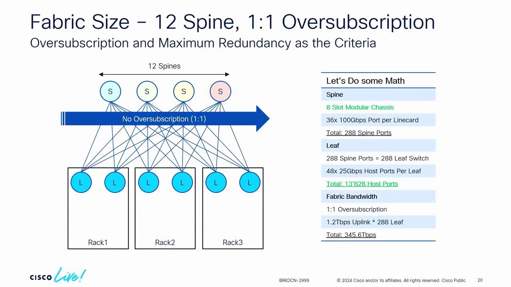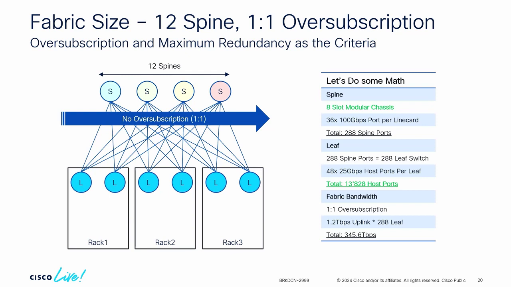If I put 12 spines, and 100 gig from each leaf goes to each of the 12 spines, it means that if we look a little bit at the math, with an 8-slot modular chassis, with 36 100-gig line cards, it gives me 288 spine ports, which means I can connect down 288 leaves, right? With this principle, I can build a fabric that gives me one-to-one oversubscription with 288 leaves by putting up here an 8-slot modular chassis, right? That connects 100 gig interface down to each leaf, which allows me to build a fabric that can host 13,828 host ports, whatever it is, right?